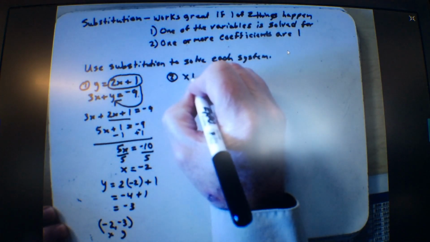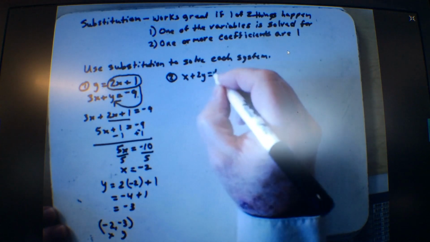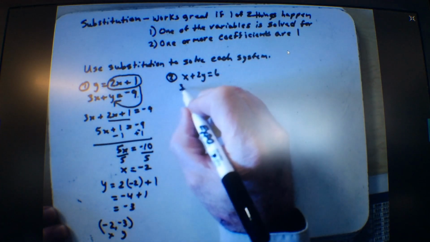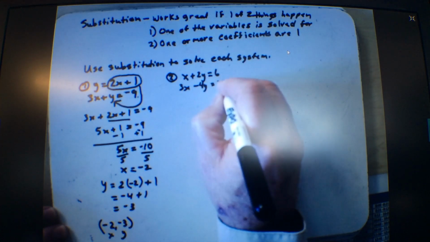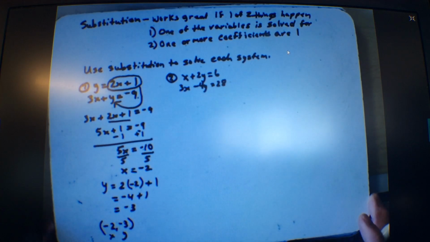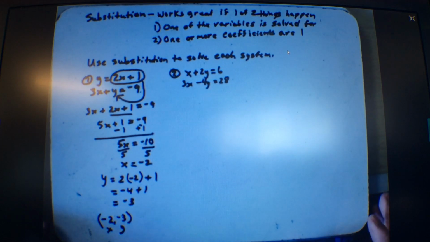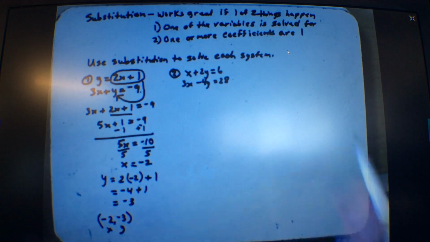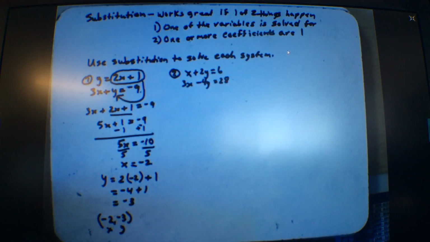Let's say we have x plus 2y equals 6, and 3x minus 4y equals 28. Correct? Write that down. Here is what Braxton is talking about. None of them are solved for y or x, right? So the first one is out. One of the variables is not solved for. All right, that one's out.